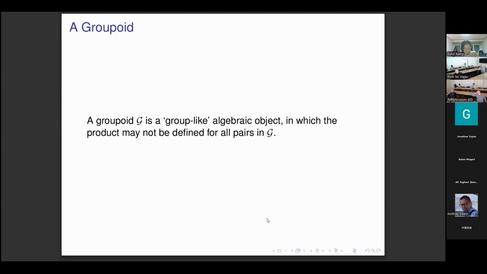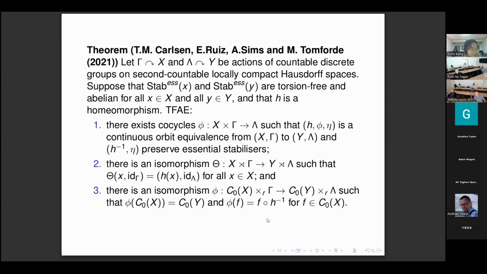Sorry, may I have another question? Yeah. Could you explain this essential stabilizer thing? Well, I will explain it later in the context of partial dynamical systems. Okay.